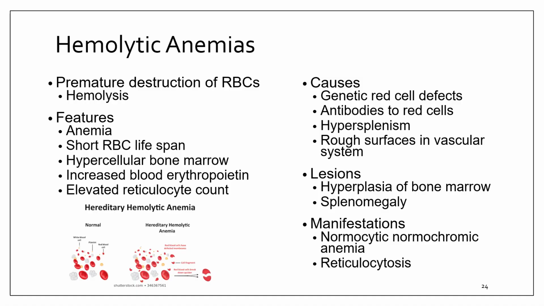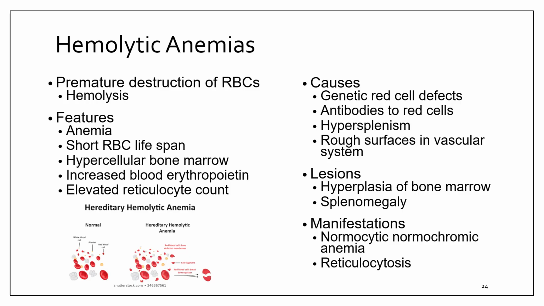Now we're moving into hemolytic anemias, which are defined by one simple problem. Red blood cells are being destroyed too early. Normally, a red blood cell lives about 120 days. In hemolytic anemia, that lifespan is dramatically shortened, sometimes to just days or weeks. This premature destruction of red blood cells is called hemolysis.